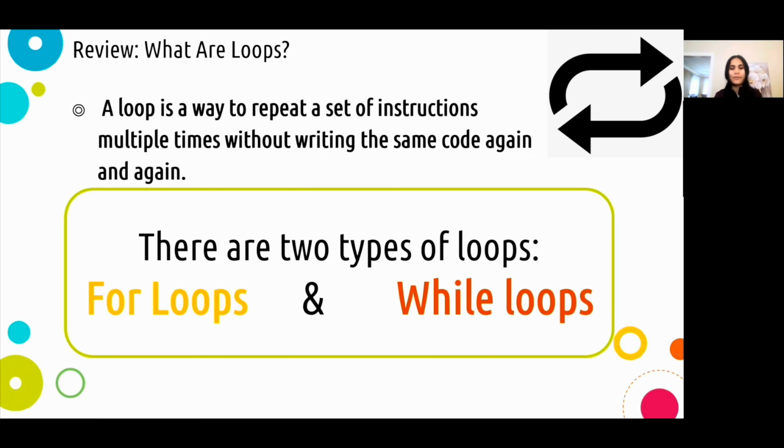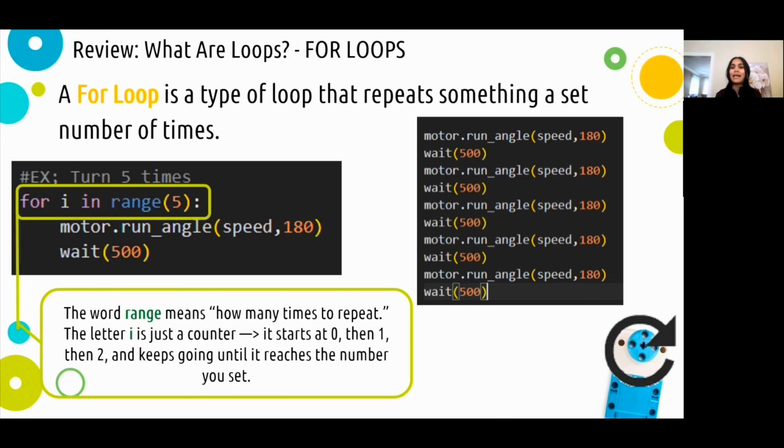Let's start with for loops. A for loop repeats something a specific number of times. When we write for i in range 5 as our for loop statement, the word range tells the program how many times to repeat. The variable i acts as a counter. It starts at 0, then goes to 1, then goes to 2, and continues until it reaches the number we've set. But it starts and stops just before reaching 5. So this loop runs 5 times.